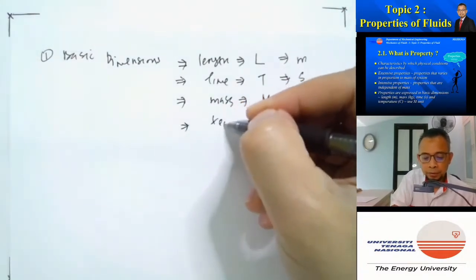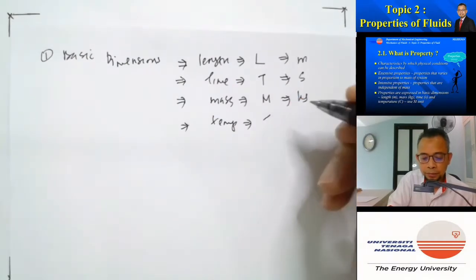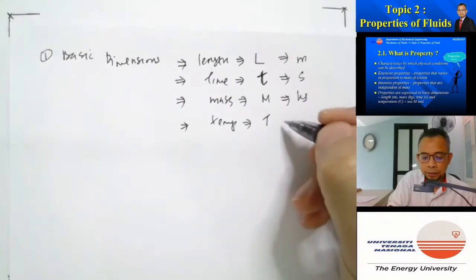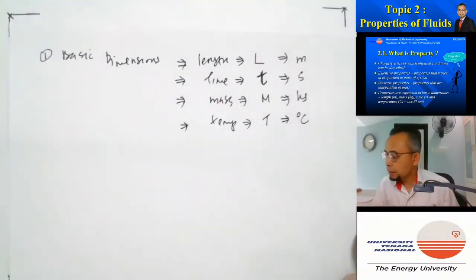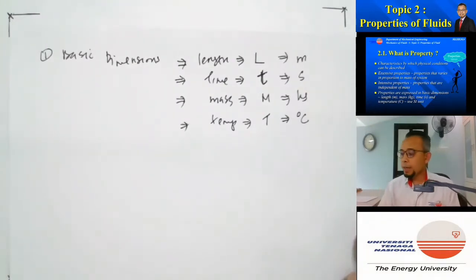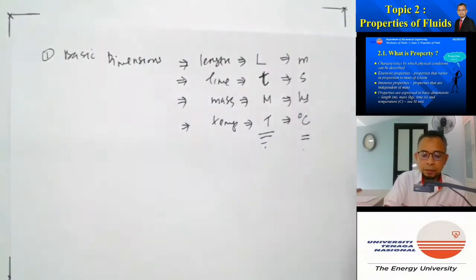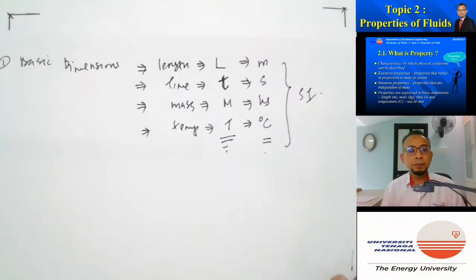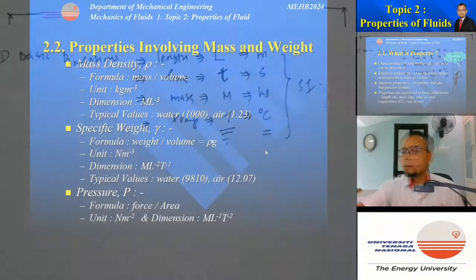And then temperature, for which we use T, sorry, this is small t, and the unit is degree C. So those are how we express properties in dimensions and units. Normally in this course, we always use SI units.